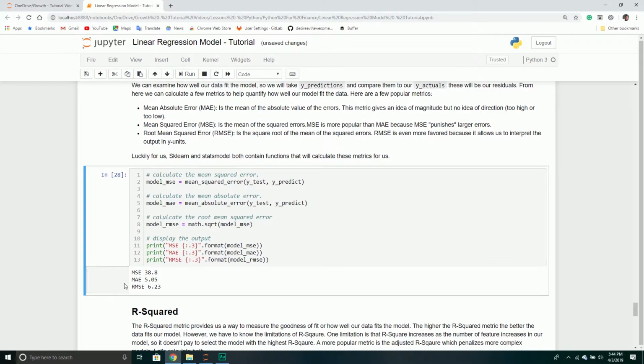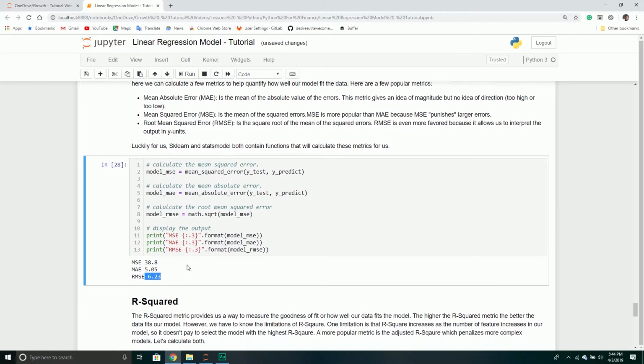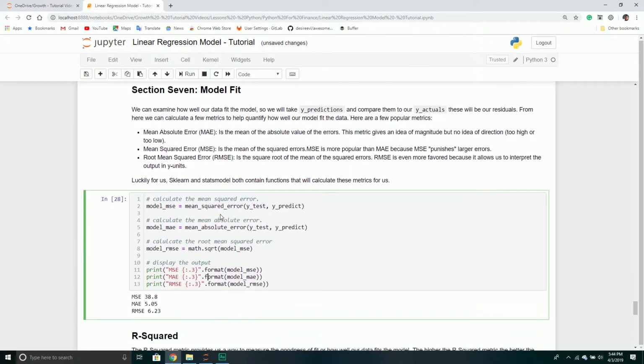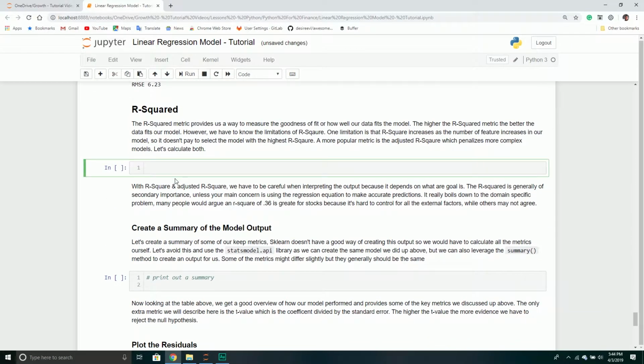Okay, so the MSE, the mean squared error, is simply 38.8. The mean absolute error is 5.05. And then the RMSE is 6.23. So basically we're saying that on average we're making an error of 6.23. Okay. So now that we've done that, let's talk about R squared.